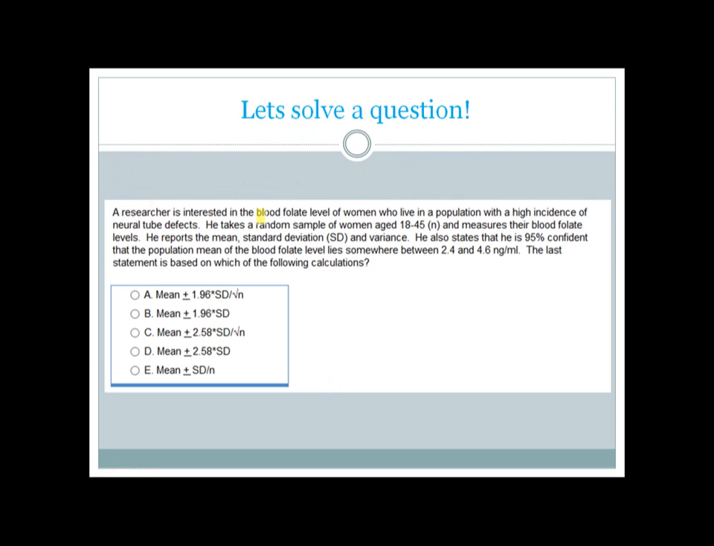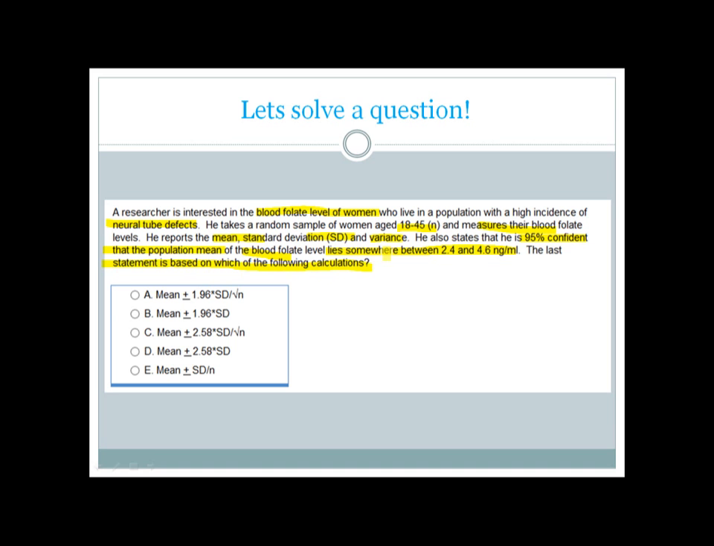A researcher is interested in the blood folate level of women who live in a population with high incidence of neural tube defects. He takes a random sample of women aged 18 to 45 and measures their blood folate levels. He reports the mean, the standard deviation, and the variance. He also states that he is 95% confident that the population mean of the blood folate level lies somewhere between 2.4 to 4.6 nanogram per milliliter. The last statement is based on which of the following calculations?